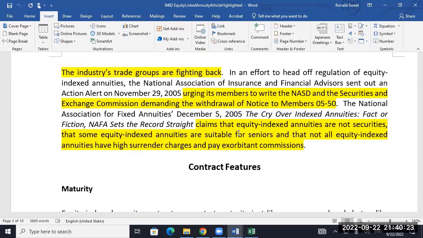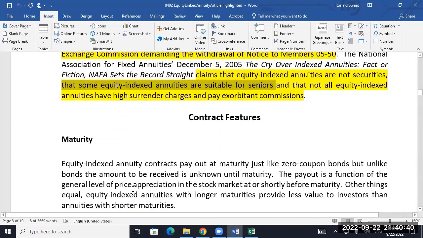They're urging the members to write NASD and the SEC and withdraw this notice to the members. Claims that equity-linked annuities are not securities because they don't want the SEC regulating them. And I love this comment right here. They're not arguing equity-linked annuities are good. They're not arguing that they're good for some people. They're arguing that they're what? Suitable. What does suitable mean? There is a scenario where this product might make sense.